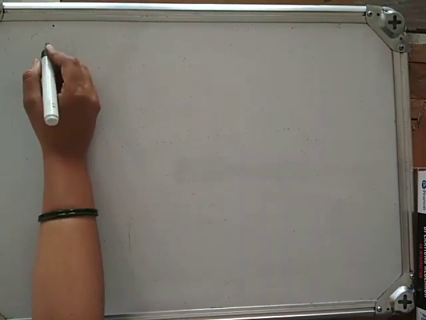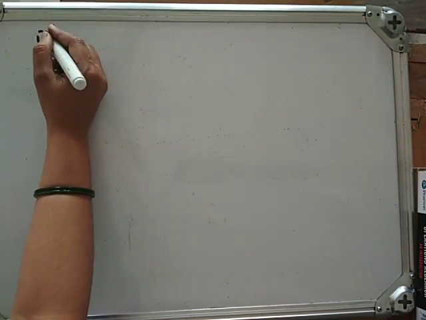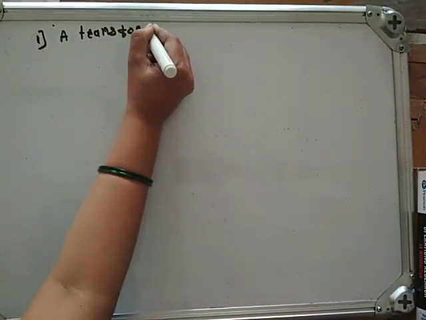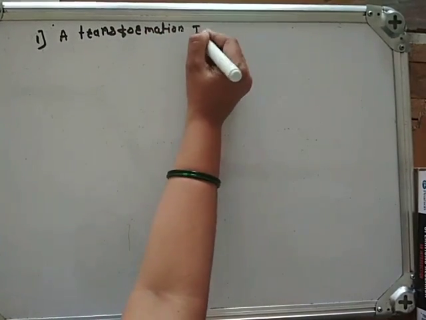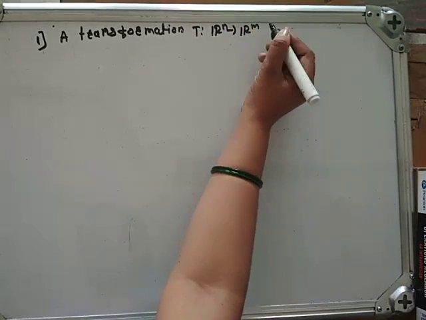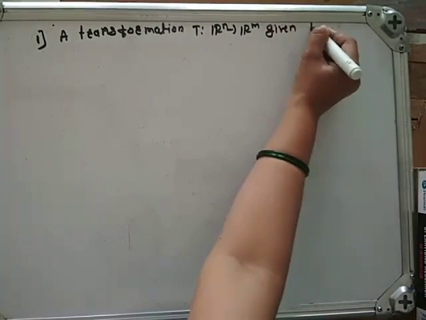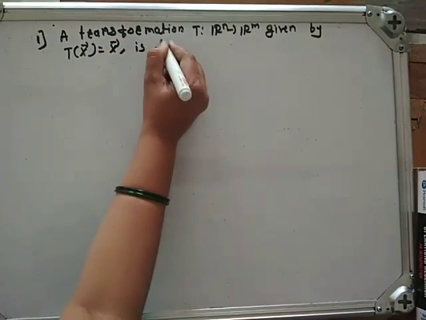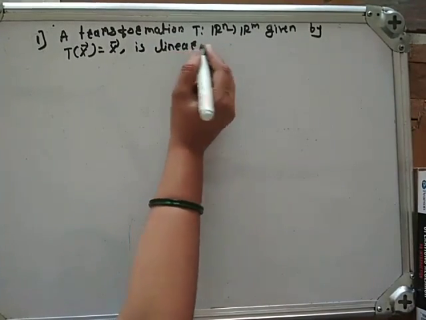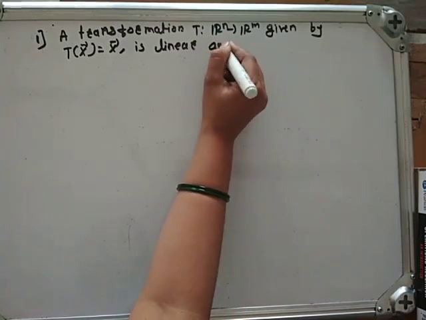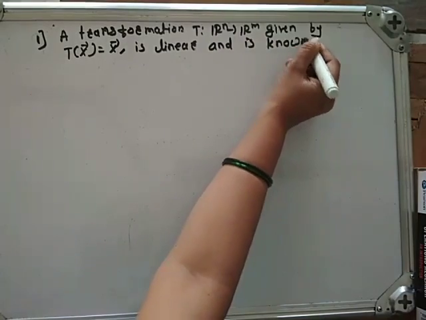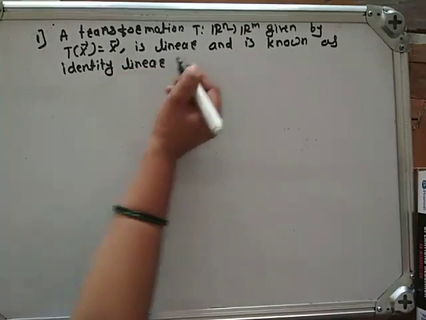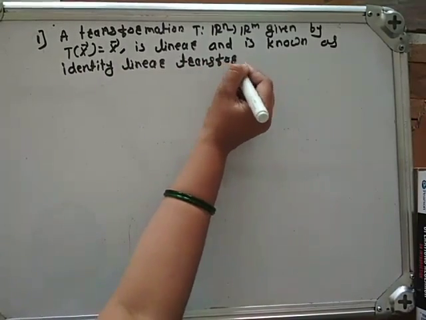Let us take some examples of linear transformation. First example is a transformation T from Rn to Rn given by T of x bar is equal to x bar is linear and is known as identity linear transformation.